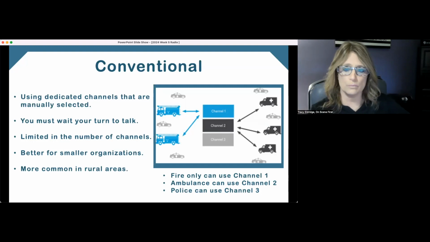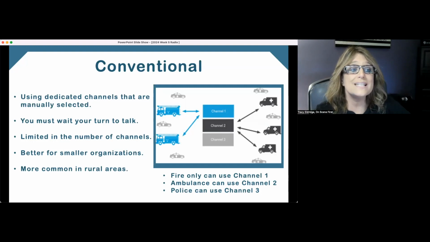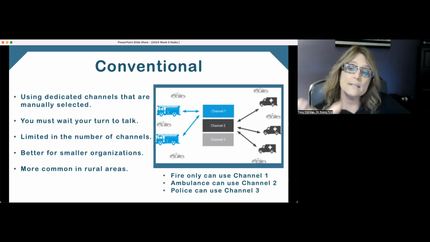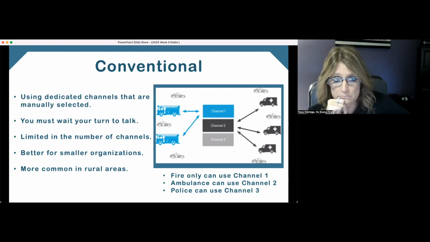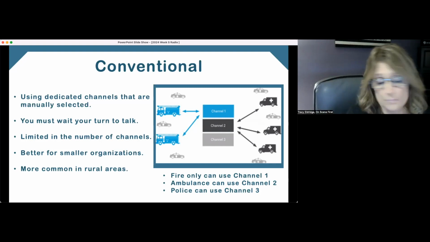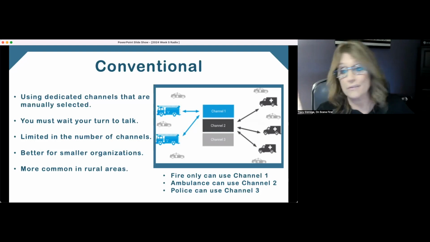So conventional radio systems are using dedicated channels that are manually selected. Unfortunately, you must wait your turn to speak. And if you lived in my world, in my fire department, they don't always wait to speak, and they were stepping all over each other. There's only a limited number of channels in that conventional radio system, and it's better for smaller organizations. So my Rochester Fire Department, we're small, we're rural. We only have 35 people on the fire department.